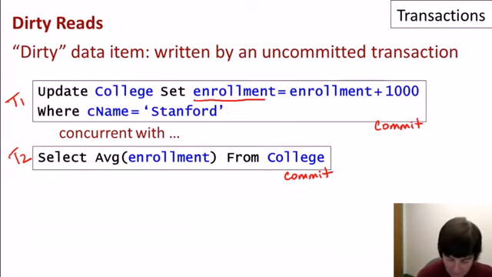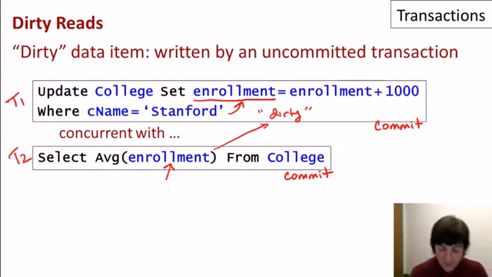After Stanford's enrollment has 1,000 added to it, but before the transaction commits, at that point in time, the value is what's known as dirty. If our second transaction here reads this value, then it might be reading a value that never actually exists in the database. And why is that? Because before this transaction commits, there could be a system failure, and the transaction could be rolled back, as we described before, and all of its changes undone. Meanwhile, however, the second transaction may have read that value before it was undone.